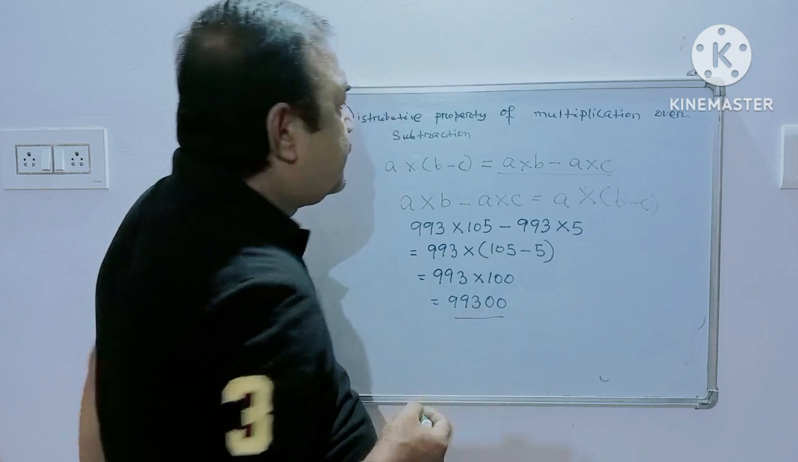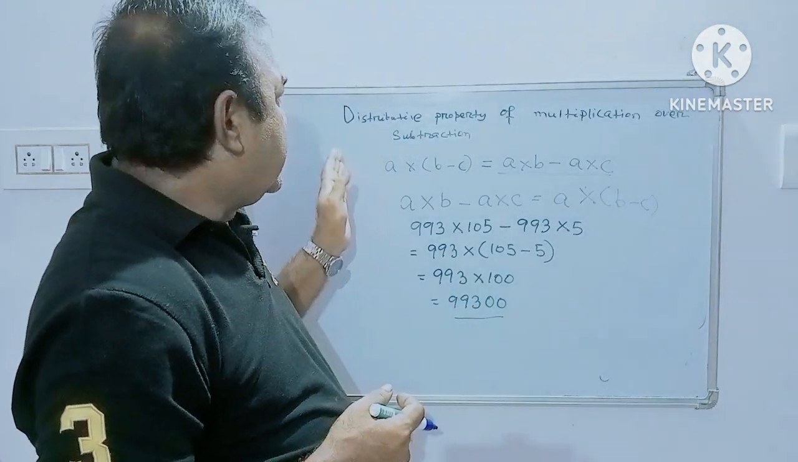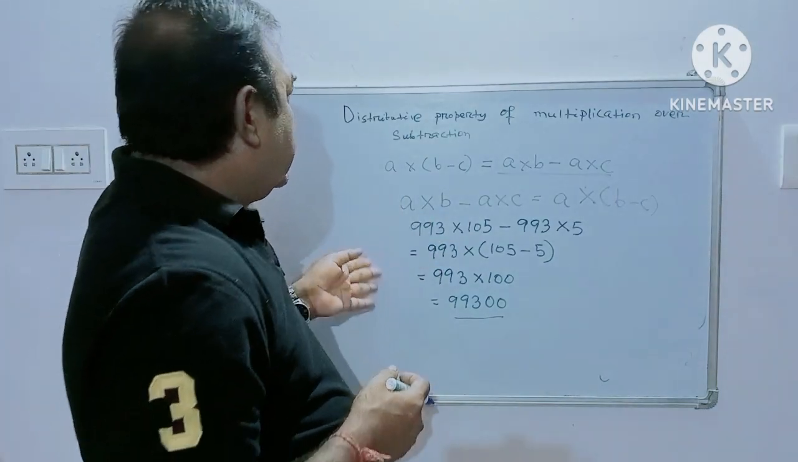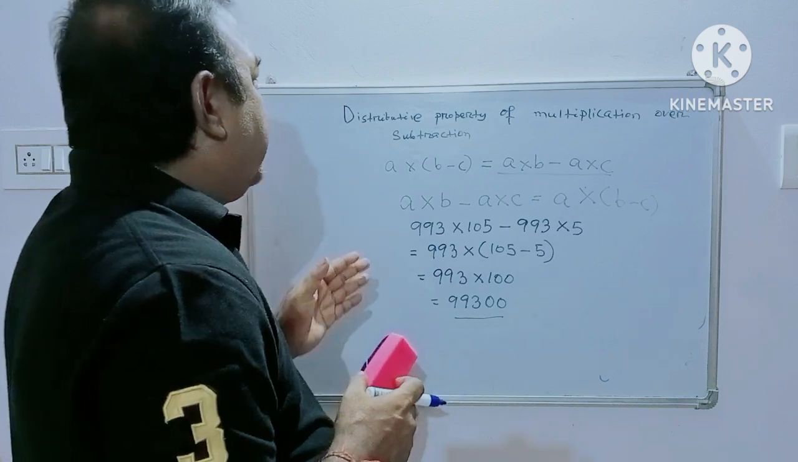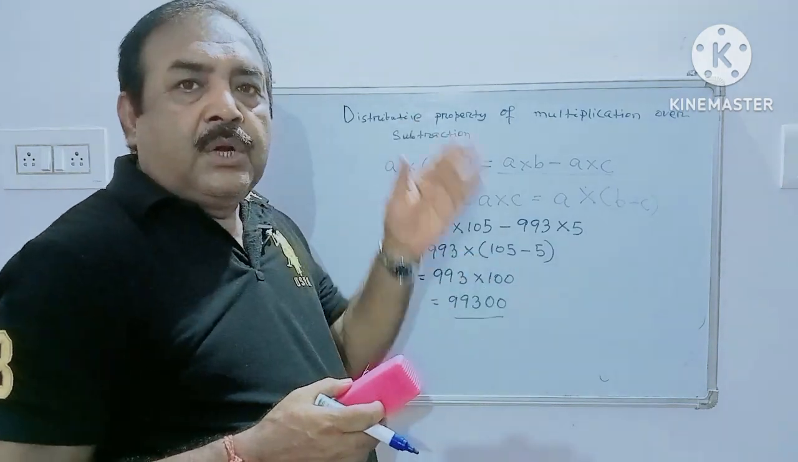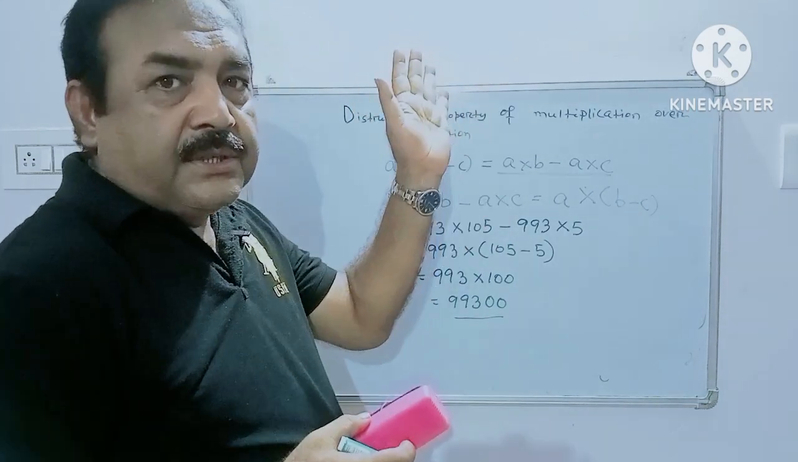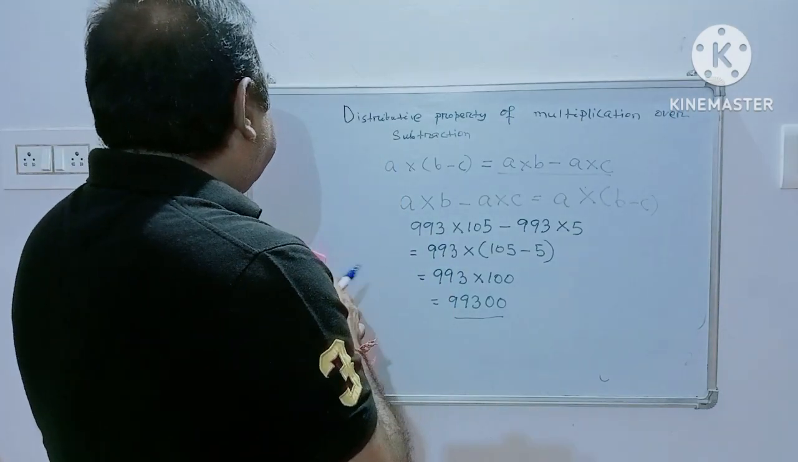So this is the answer. So it is very much helpful. So this is the distributive property of multiplication over subtraction. So the distributive property of multiplication over addition and over subtraction holds good for integers. So I erase it.